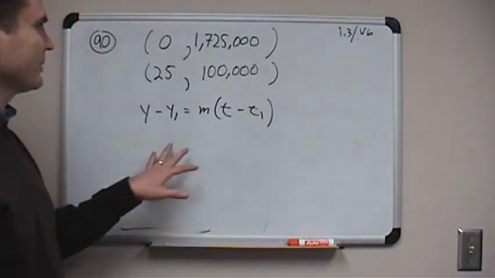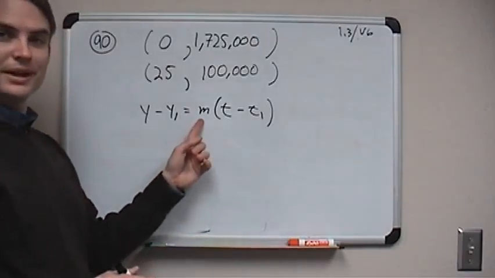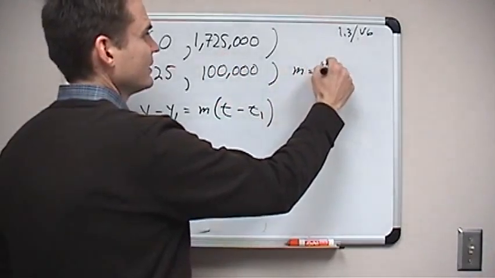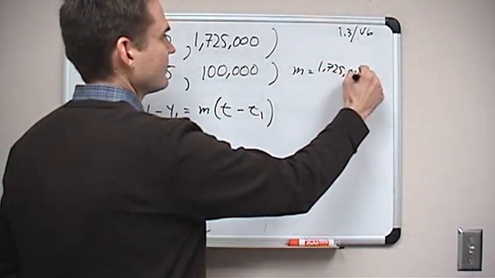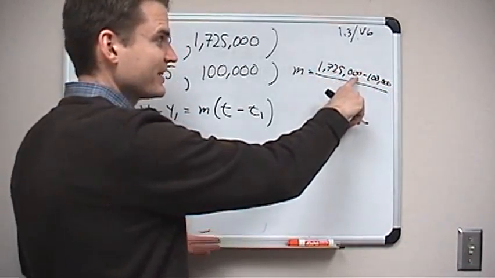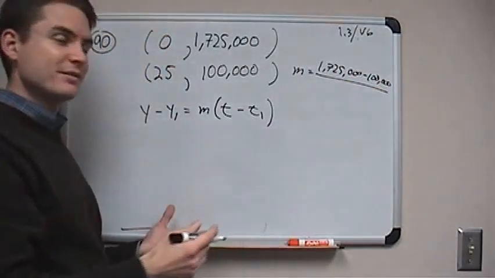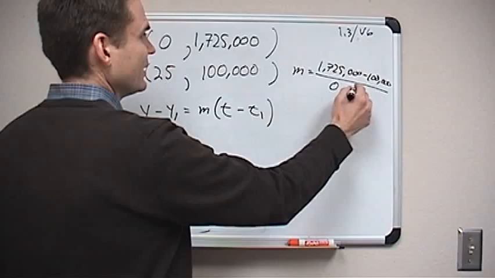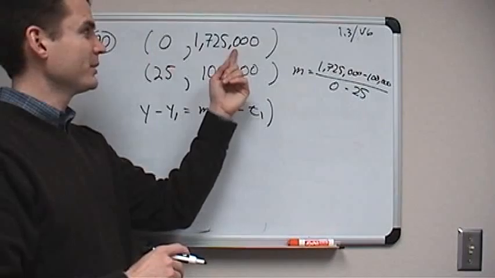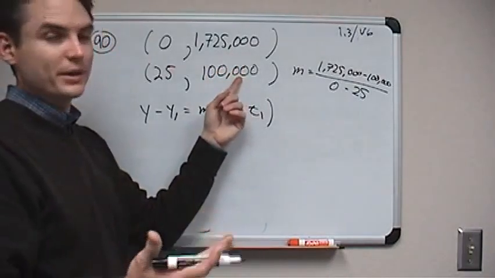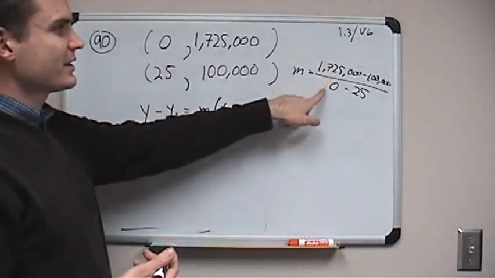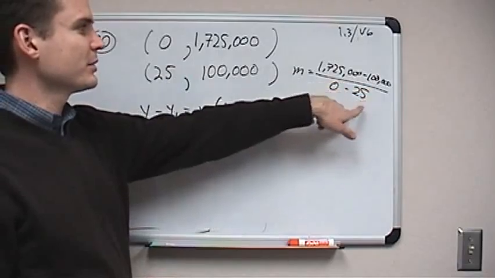Okay. So what do we need to compute here? Well, a couple of things. First of all, we need slope. So slope is going to be the difference in y-coordinates, 1,725,000 minus 100,000 over the difference in x-coordinates. Okay, 0 minus 25. So again, notice that I call this my second y-coordinate. This is my first y-coordinate. So this would have to be my second x-coordinate, my first. Okay. These belong to the same ordered pair. These belong to the same ordered pair.